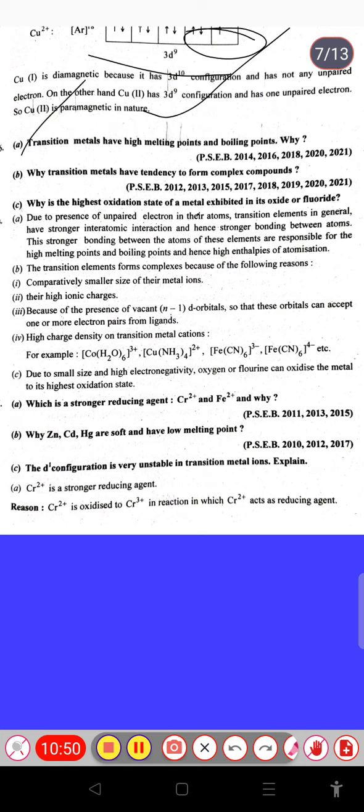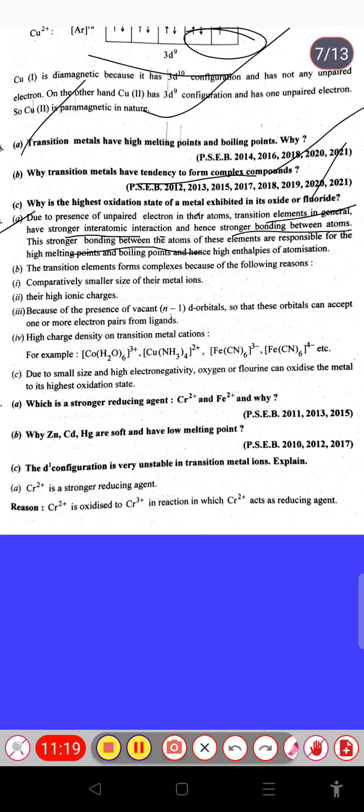Now next question is, transition metals have high melting and boiling points, why? The second question, why do transition metals have a tendency to form complex compounds? And next, why is the highest oxidation state of a metal shown only in the oxide or fluoride? So the first answer is, due to the presence of unpaired electrons in their atoms, transition metals in general have stronger interatomic interaction and hence stronger bonding between the atoms.